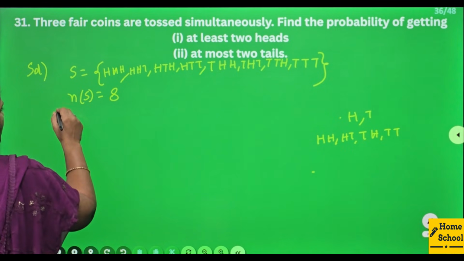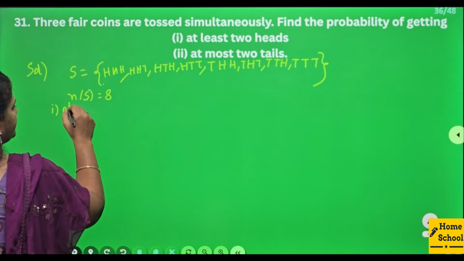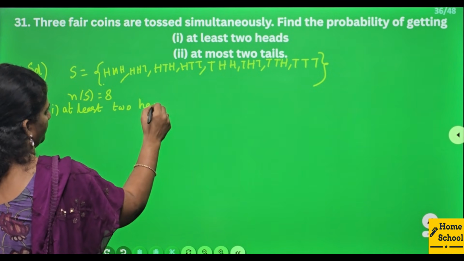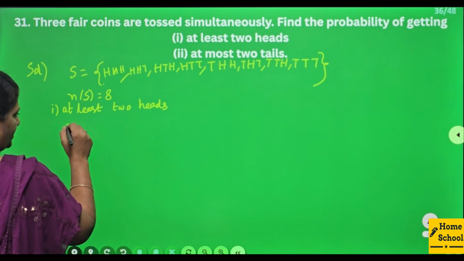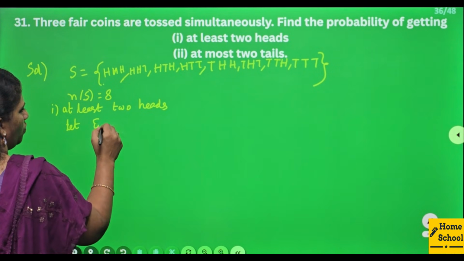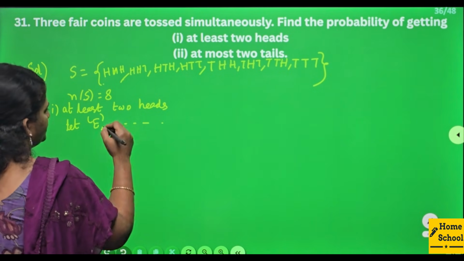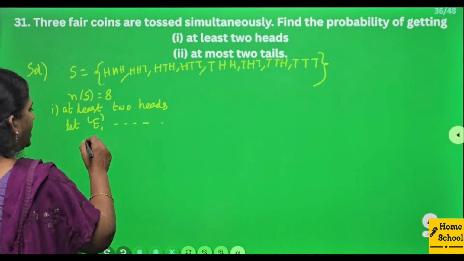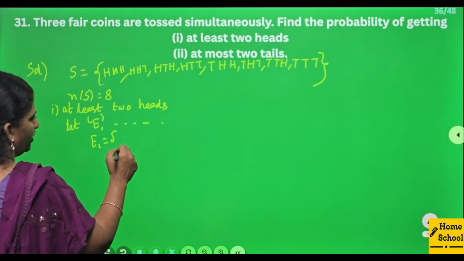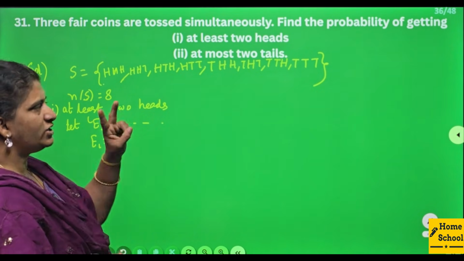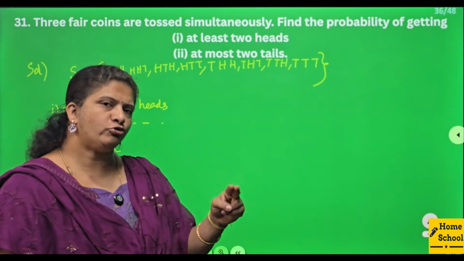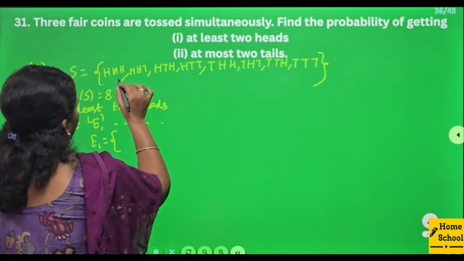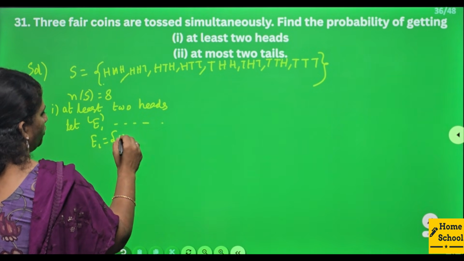Now the first question: at least 2 heads. Let E1 be the event of getting at least 2 heads. So E1 is equal to this event, what are you going to write here? At least 2 heads. At least means 2 and more than 2 heads you need to write. So here at least 2 heads, where you have more than 2 also you can write.